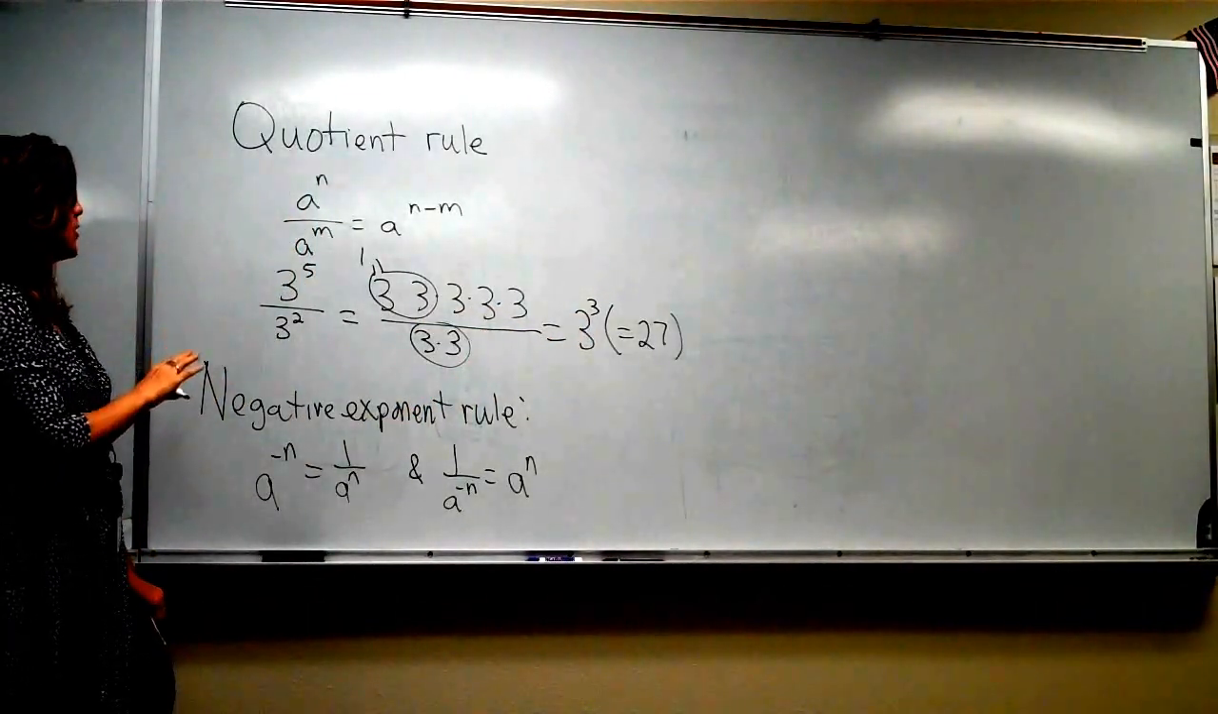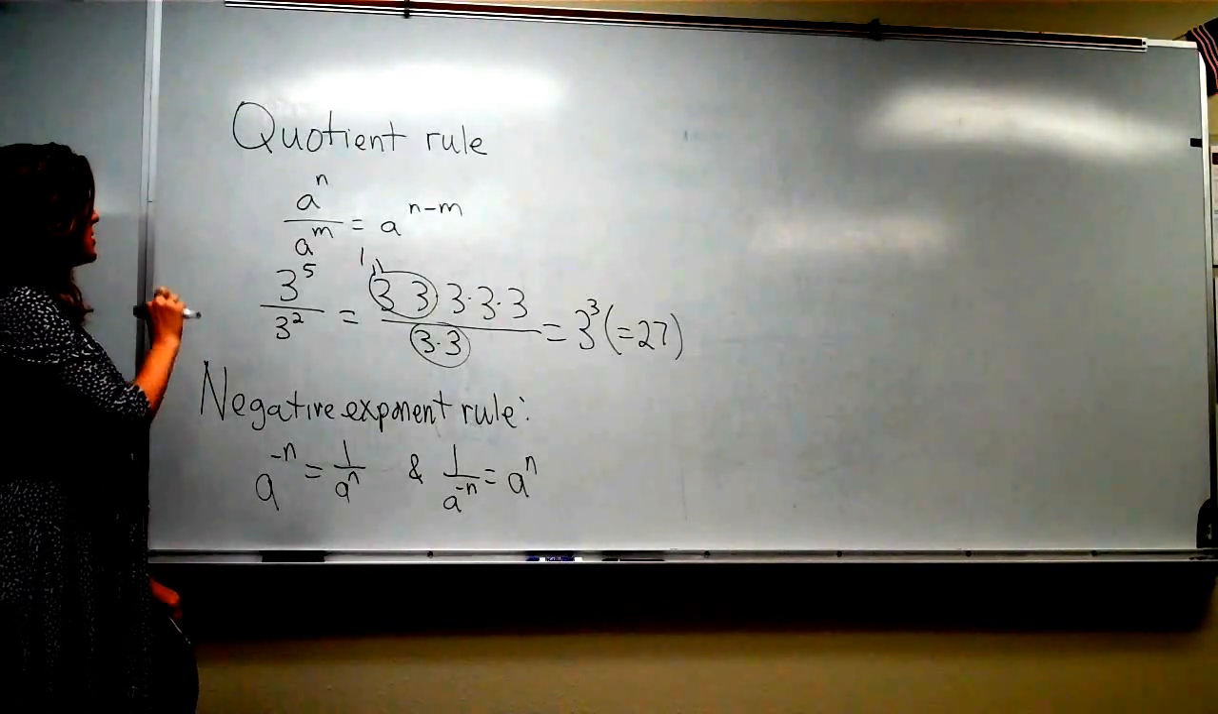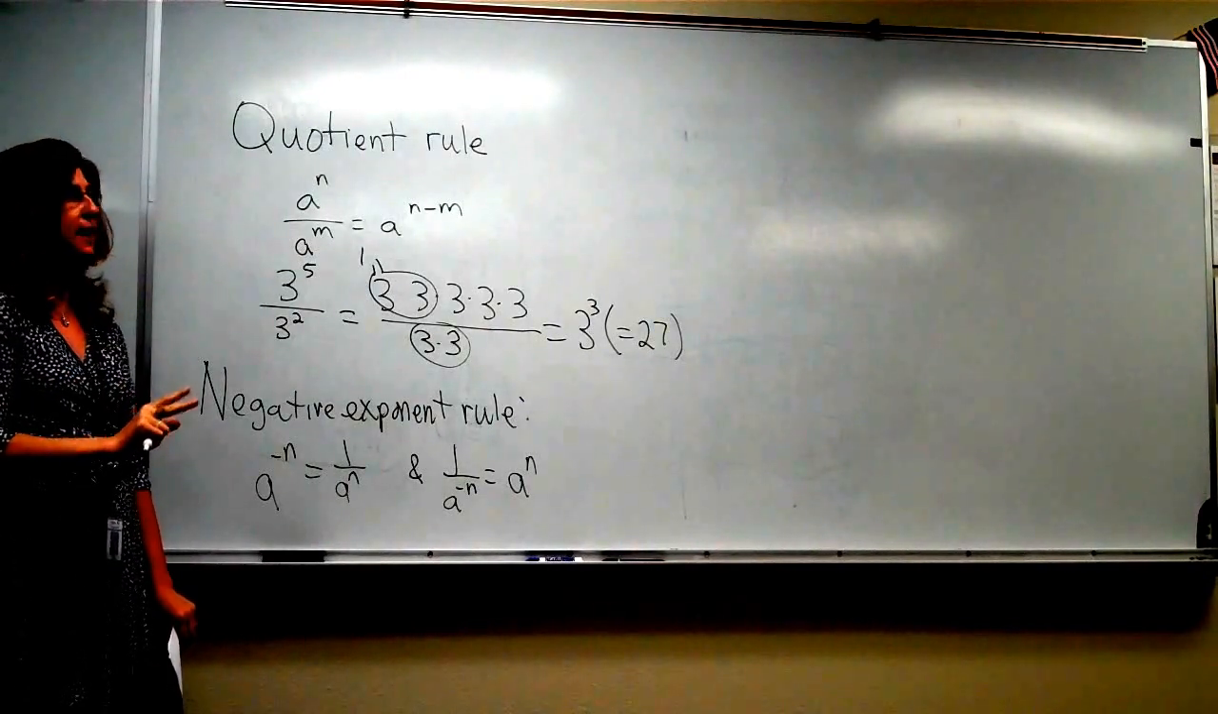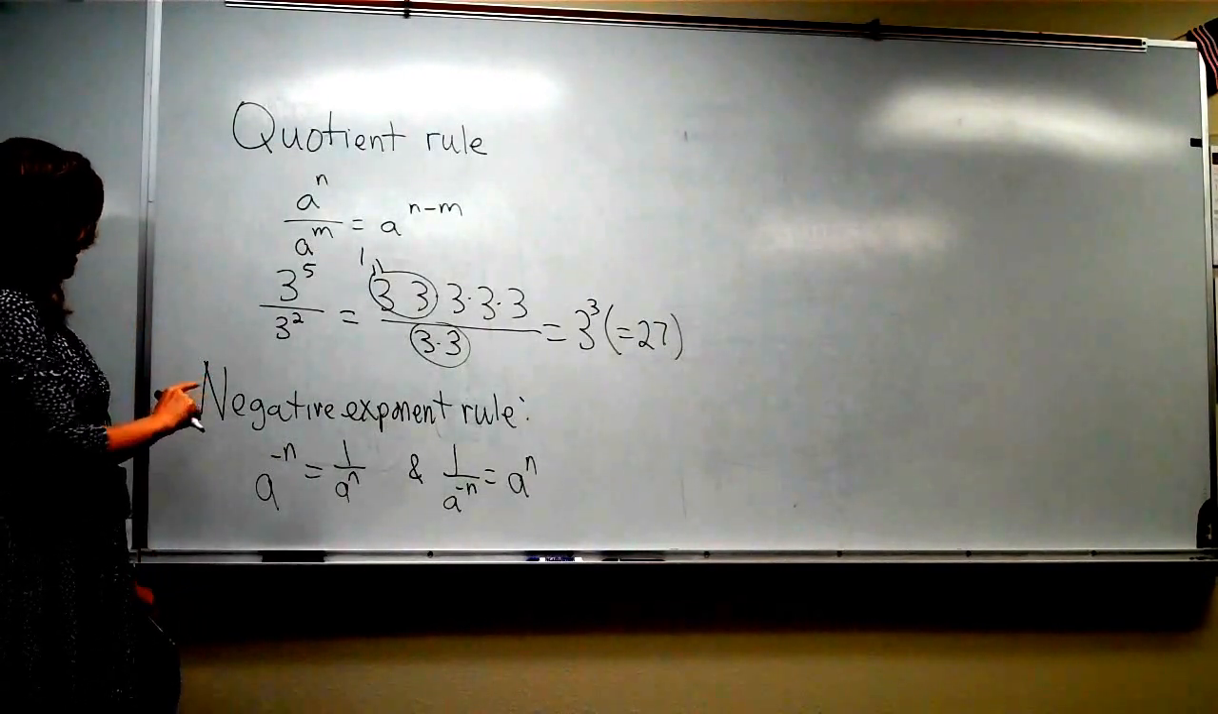So when we're thinking about the quotient rule, we need to be careful and remember to subtract the exponents. We're not going to add, we're not going to multiply, we're not going to divide. We're going to subtract the exponents.